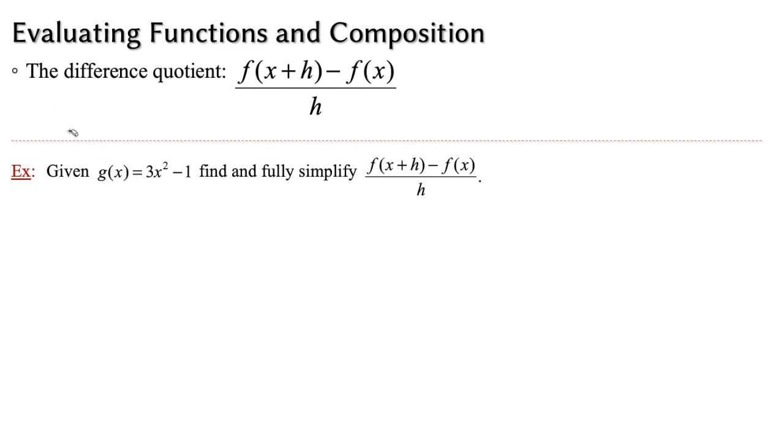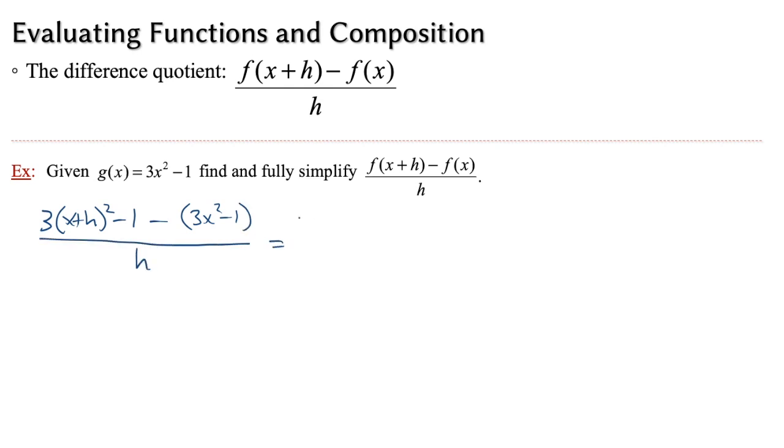Let's try it again, but with a different function. Here we'll look at the function 3x squared minus 1. And again, we're going to evaluate that here in the difference quotient. So to begin, we're going to plug x plus h in first. So we want that g of x plus h, which is going to look like 3 times the quantity x plus h squared minus 1. And we'll subtract from that the original function 3x squared minus 1. Divide the whole thing here by h.